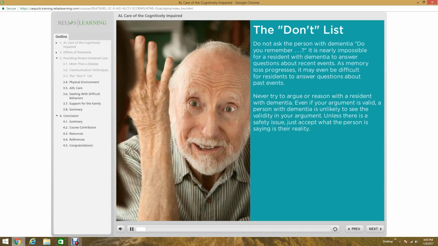Do not ask the person with dementia, "Do you remember?" It is nearly impossible for a resident with dementia to answer questions about recent events. As memory loss progresses, it may even be difficult for residents to answer questions about past events. Never try to argue or reason with a resident with dementia. Even if your argument is valid, a person with dementia is unlikely to see the validity in your argument. Unless there is a safety issue, just accept what the person is saying is their reality.